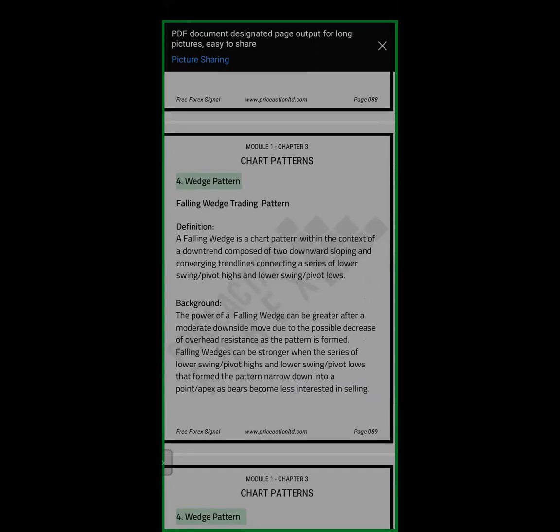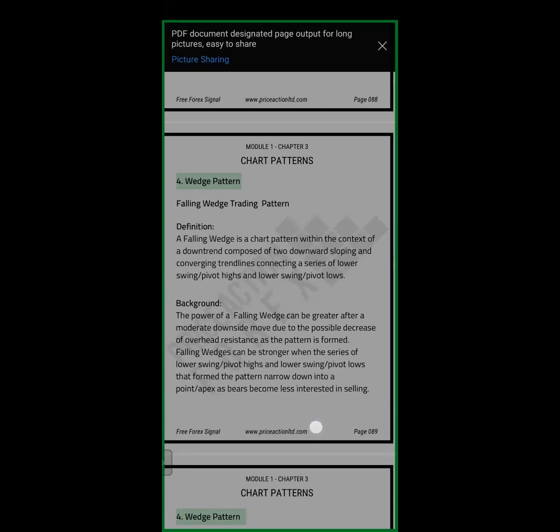So the definition says, sorry, I'm talking about the falling wedge. The falling wedge is a chart pattern within the context of a downtrend composed of two downward sloping and converging trend lines, connecting a series of lower swing or pivot highs and lower swing lows.